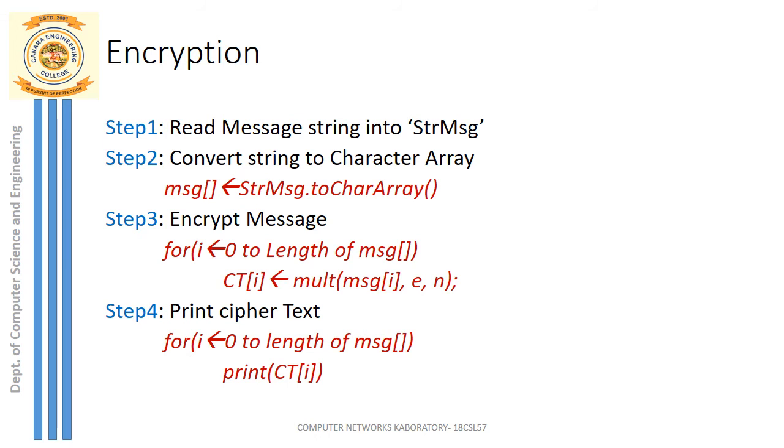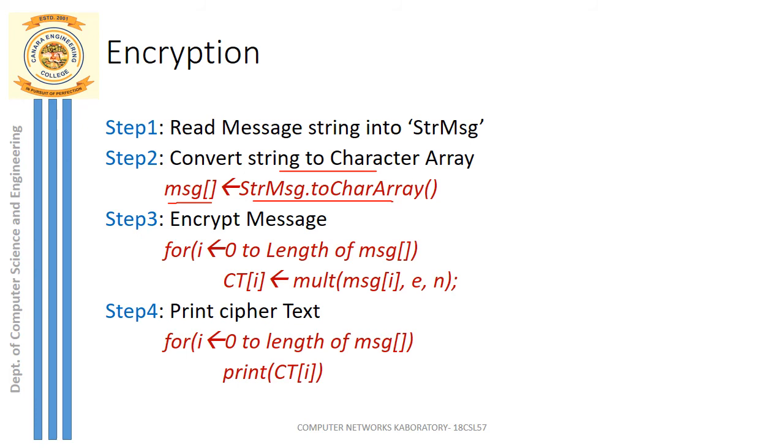The first step in encryption is to read the message, which will be stored inside str MSG. That means we are reading a string from the user. Once we read the string value, we have to convert it into a character array by using the function toCharArray. We have a built-in function in Java for this, and the result will be stored inside the character array of MSG. Once we have the array of characters, now we can perform encryption.